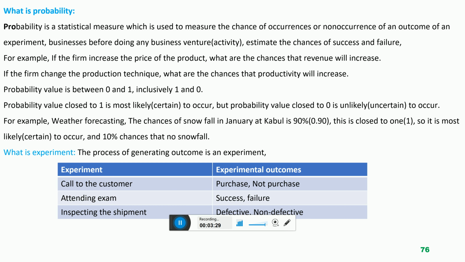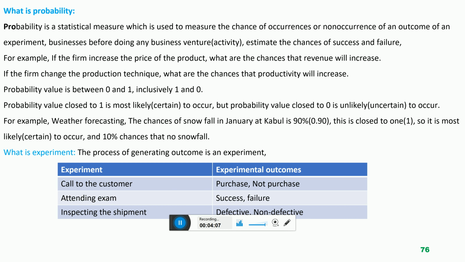This is inclusive. So the range of the probability values is between 0 and 1, including probability 0 or including probability 1. When we estimate the probability of any particular outcome of an experiment, its value can be between 0 and 1, including 0 or including 1, not greater than 1, not less than 0.